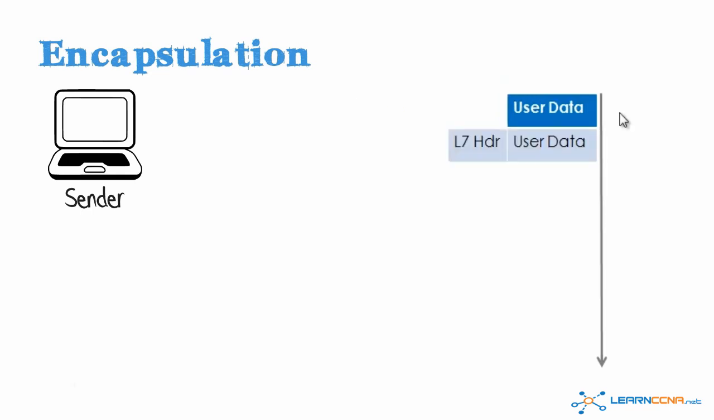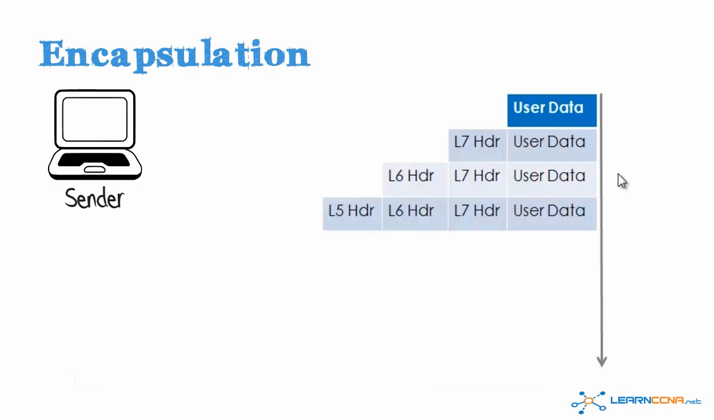At layer 7 of the OSI model, the data is encapsulated with the layer 7 header. That in turn is encapsulated with the layer 6 header at the presentation layer. And that in turn is encapsulated with a layer 5 header at the session layer, which in turn is encapsulated with a layer 4 header at the transport layer. And this continues all the way down.